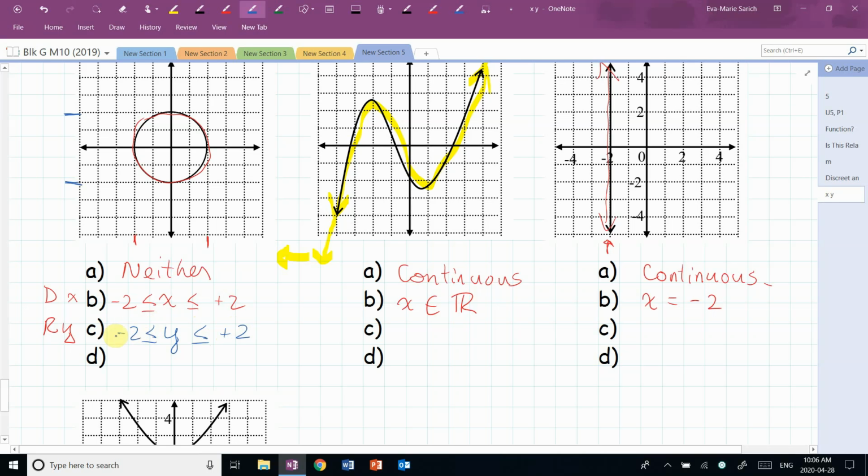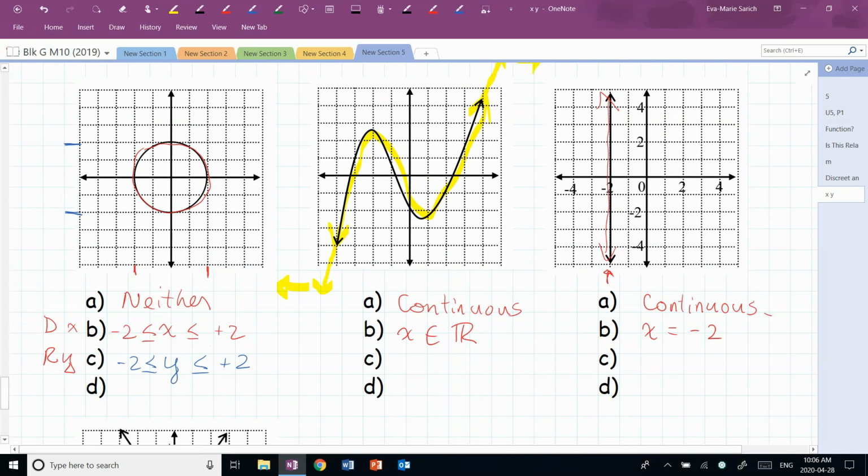With the second example for our Y's, we can see that there's an arrow going up and an arrow going down. So in fact, this is going to continue on infinitely in both directions. So our Y is going to encompass all of the real numbers as well. And for the third example, our Y is going to continue down and up. So this is going to be, in fact, Y encompassing all of the real numbers.